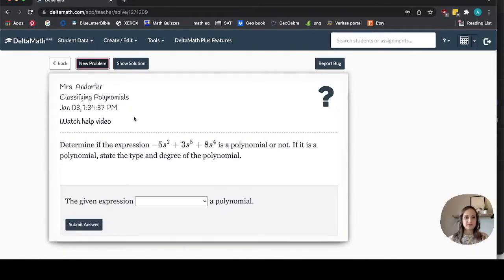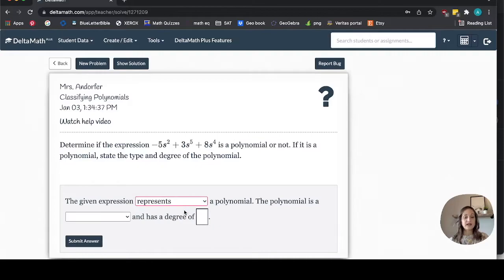Okay, let's look at this one. We have s to the 2nd power, we have s to the 5th power, and s to the 4th power. So we want to know, are these exponents all whole numbers? Yes, they are. So it does represent a polynomial. So now we are going to call this what? What specific type of polynomial is it? So how many terms are there? There's 1, 2, 3 terms. So we call it a trinomial. And then we look at the highest degree, which is a 5. So it is a degree of 5.